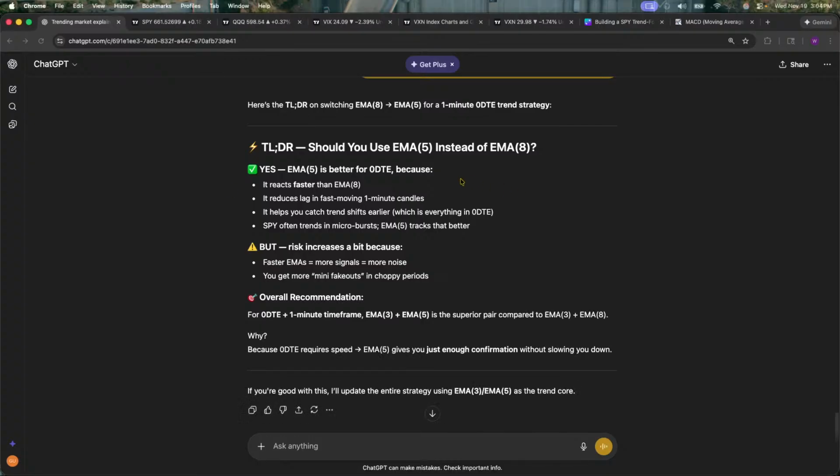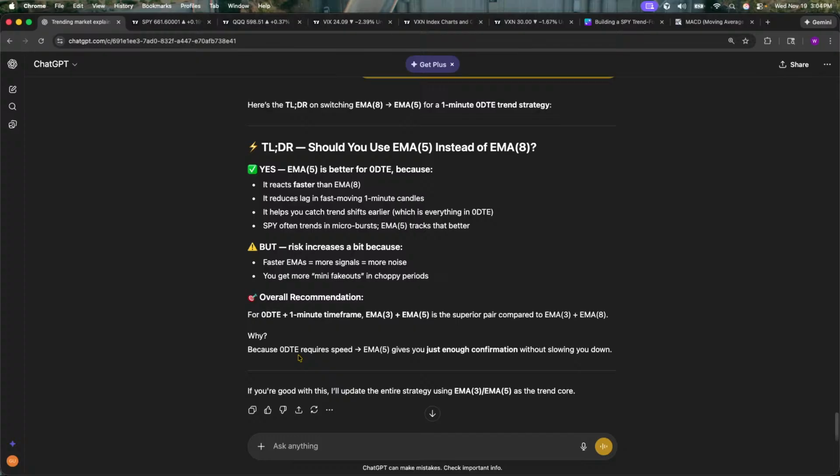Yes, EMA 5 would be better for 0 DTE because it reacts faster. The risk is that a faster EMA gives more signals and more noise. You get more mini fake-outs in a choppy period. Overall recommendation for 0 DTE: EMA 3 and EMA 5 is superior compared to 3 and 8.